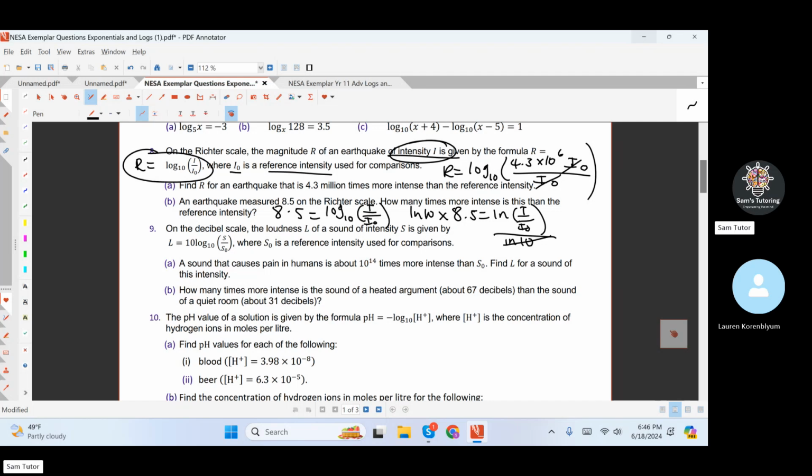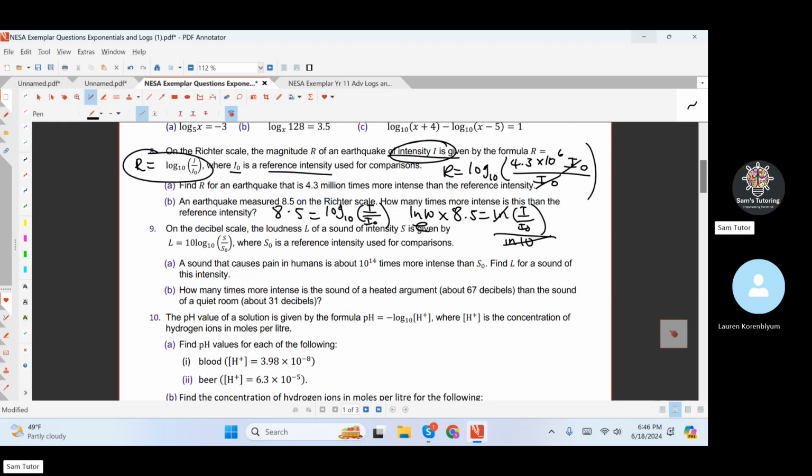So imagine that's just log I over I naught. What are you going to do to get rid of the ln? E it. And then that should be it, because once you've multiplied by I naught, that will be how many times more intense it is than the reference intensity.